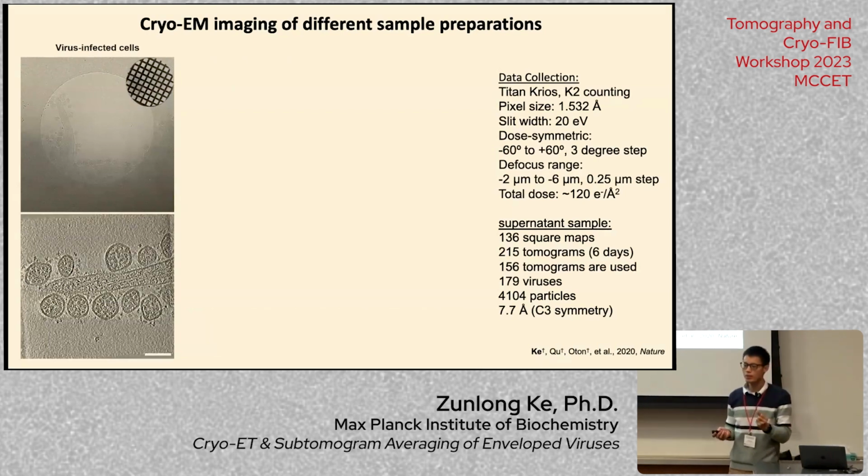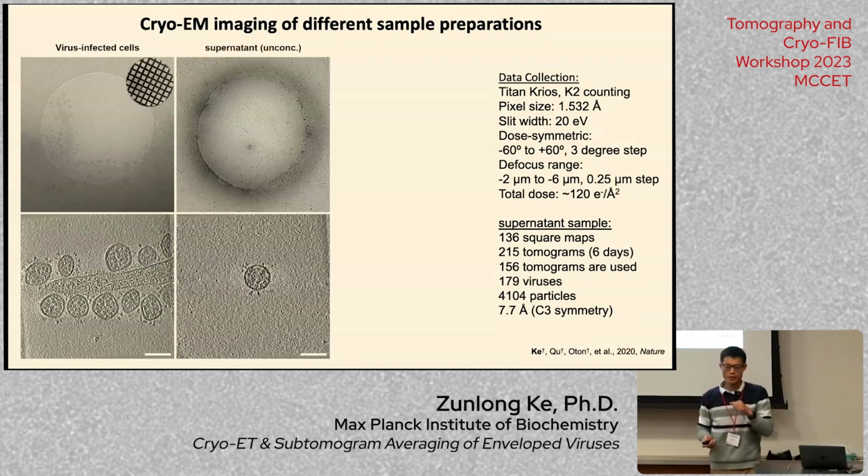Those are the different samples we experienced. The first sample is obviously that you can infect cells and culture cells on the grid, and then plunge freeze after a certain time point of infection. From here you can see protrusions of the cell, and you can get viruses out. We call this the virus-infected cells.